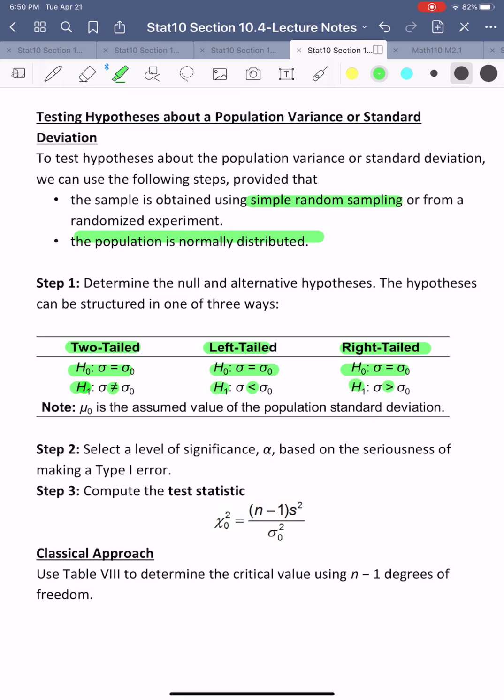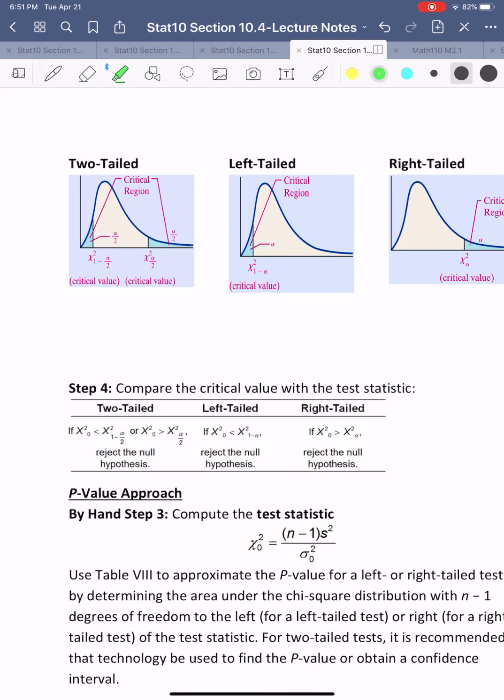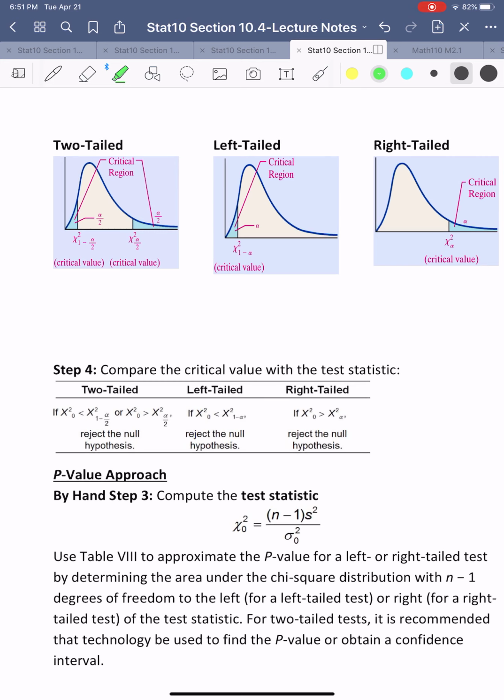Step 2: Select the level of significance, alpha, to avoid a type 1 error. We also need to compute the test statistic with these formulas. For the classical approach, we use Table A to determine the critical value using n minus 1 degrees of freedom. With the two-tail test, whenever the test statistic falls in the critical region, that means we reject the null hypothesis. The left tail has the critical region on the left, and the right tail has it on the right.